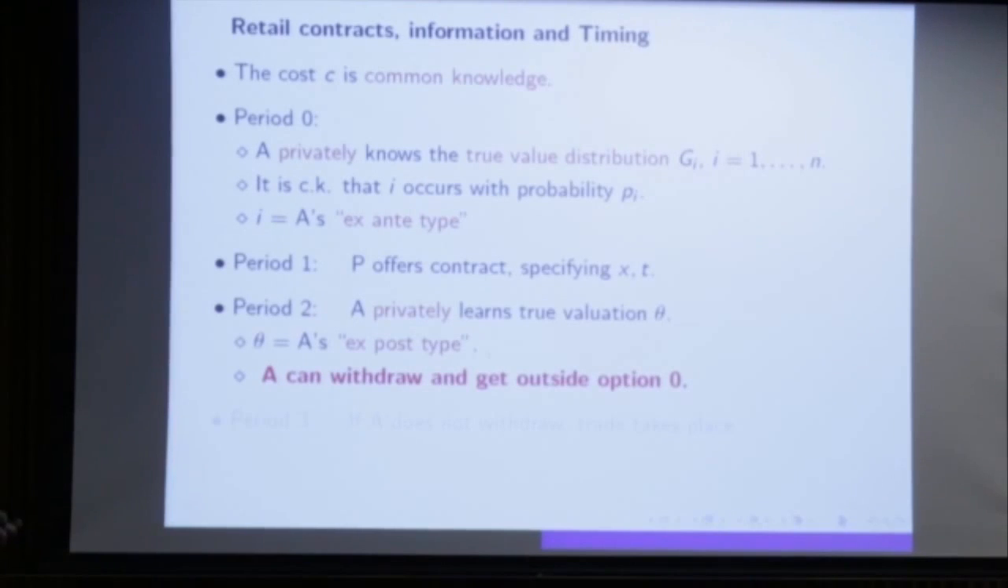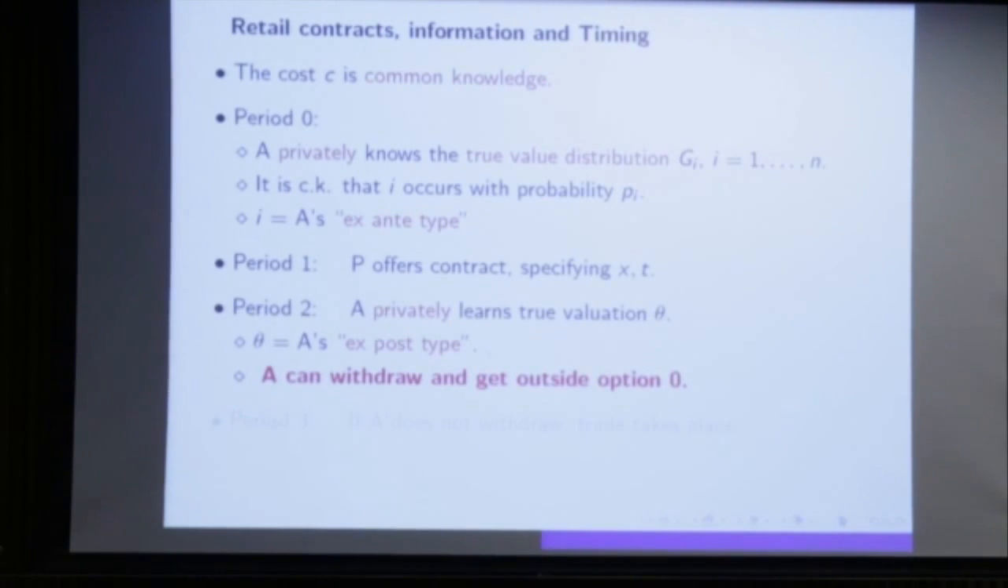Then in period 1, the principal offers a contract specifying a menu of combinations of X and T. After concluding the contract over the internet, I get my jeans sent home. I open the package, try them on, and then I really learn whether they fit. I learn my real theta. So theta is the ex post type, my real valuation, and this is private information of the agent. The principal does not see whether the jeans fit when I try them on at home.